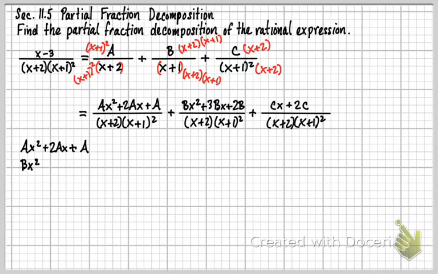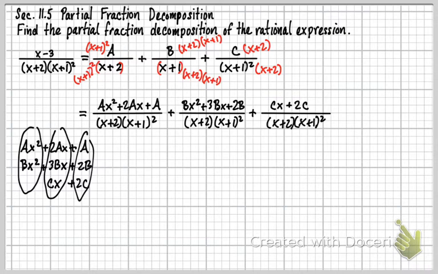Now I know I'm adding all of these, so I have that in my mind when I'm setting these up this way too. Oops, that's a 3bx, and that's plus 2b. And then I have a cx plus 2c. Now again, like I said, I like to match them up according to the degree of the terms. So I have a squared, a degree 1, and then a constant on the end there.